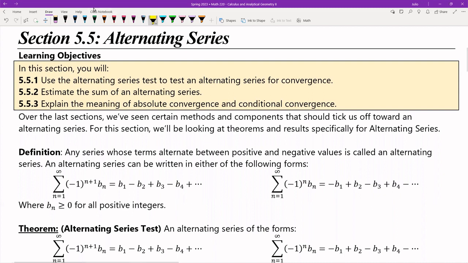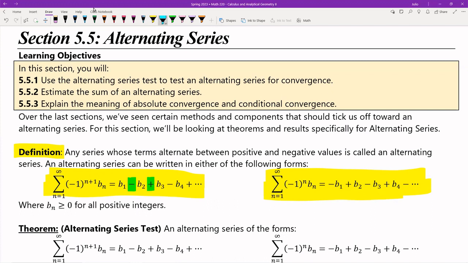The definition is anything that looks like this. An alternating series is anything that looks like this. What should tick you off a little bit, the spidey senses should be tingling, is that it goes positive, negative, positive, negative. It swaps back and forth. So that's the one on the left.